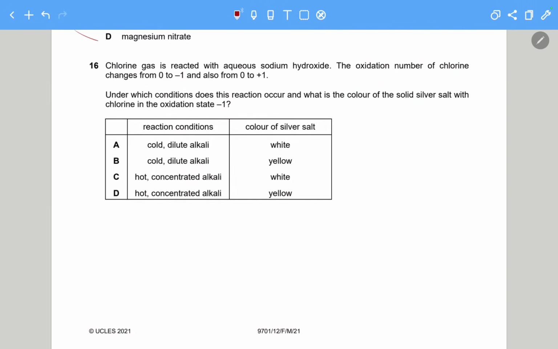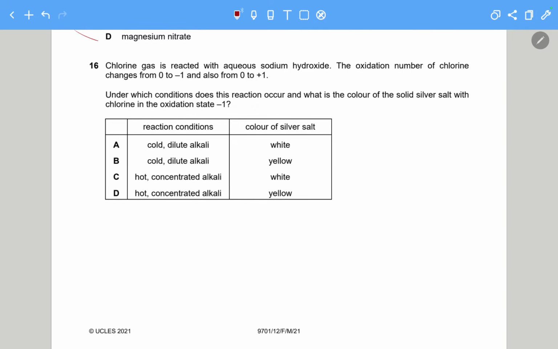Chlorine gas is reacted with aqueous sodium hydroxide. The oxidation number of chlorine changes from 0 to -1 and also from 0 to +1. Under which conditions does the reaction occur, and what is the color of the solid silver salt with chlorine in the -1 oxidation state?